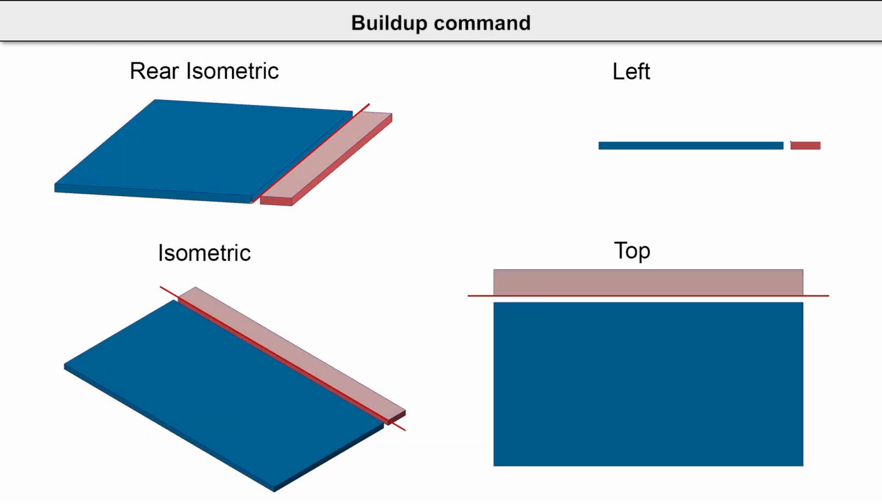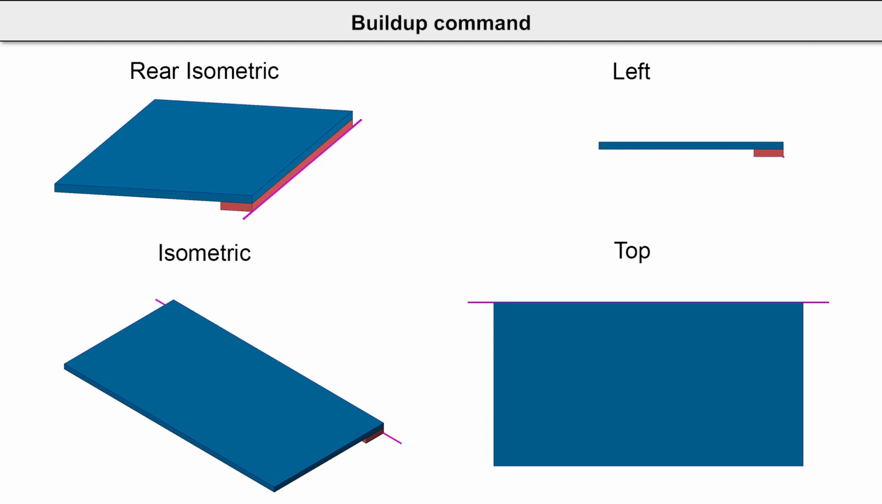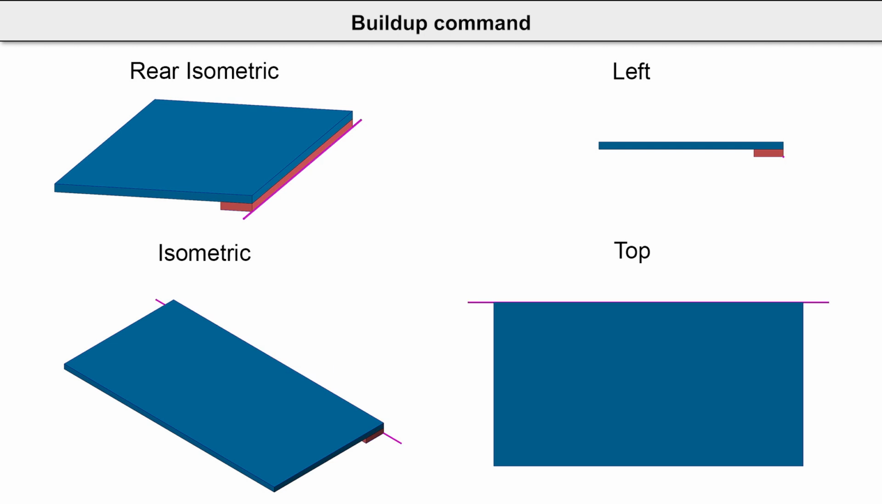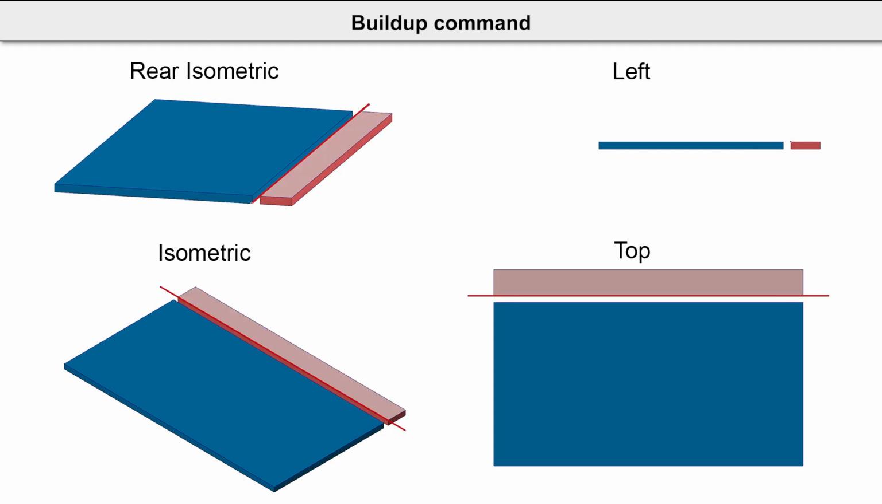The Buildup command flips the Buildup part onto the stationary part. Notice that the starting edge finishes on the bottom of the assembly. In this command, the polished sides of the material are facing away from each other when complete.